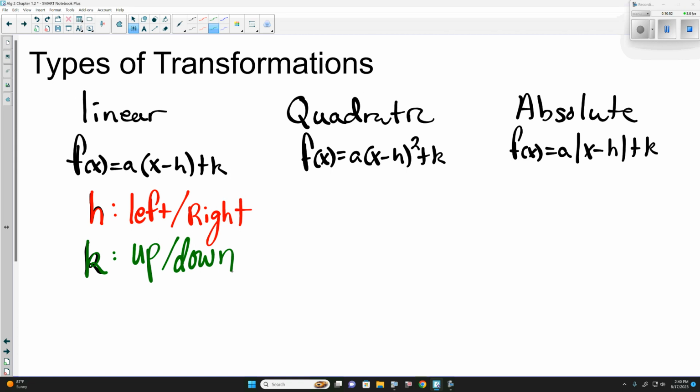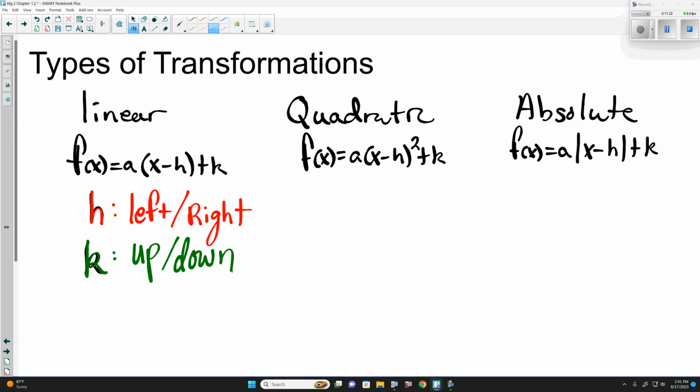K is our up or down. And if a number is in the place of K, it's telling us how far the function is going to move up or down. Now K is going to be exactly what we think it is. It's going to tell us exactly which direction we go.